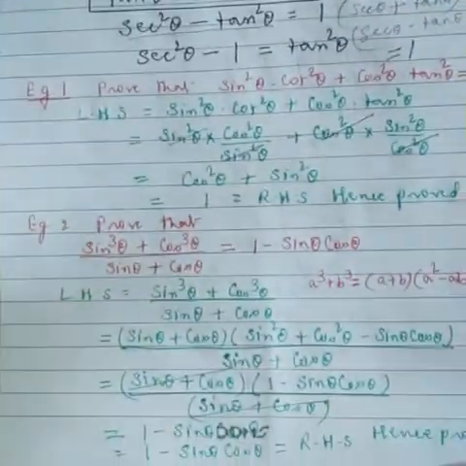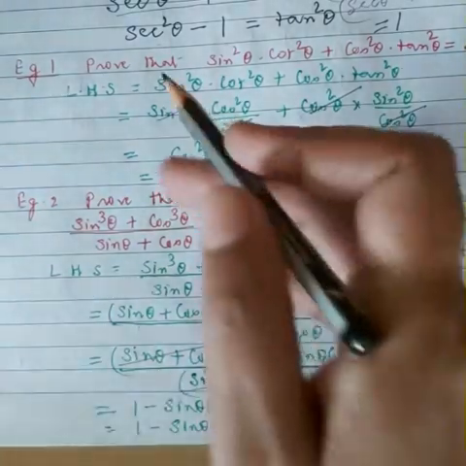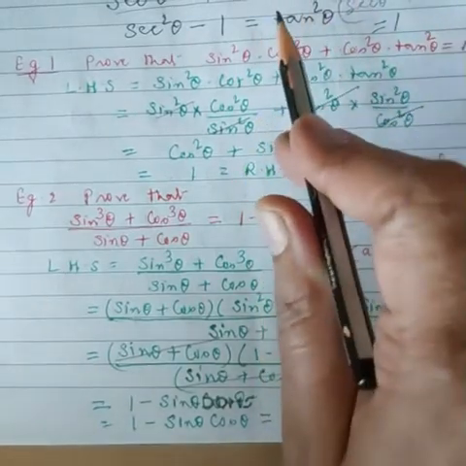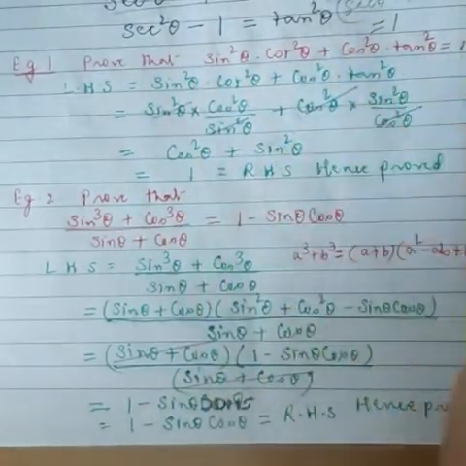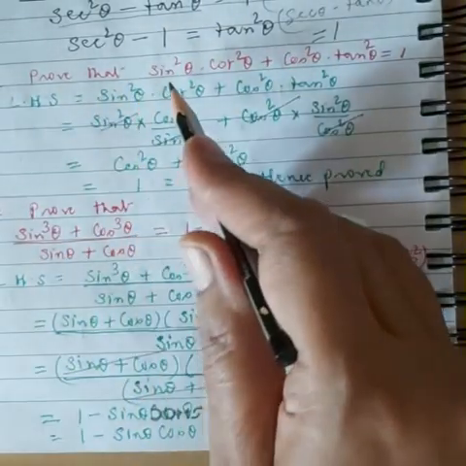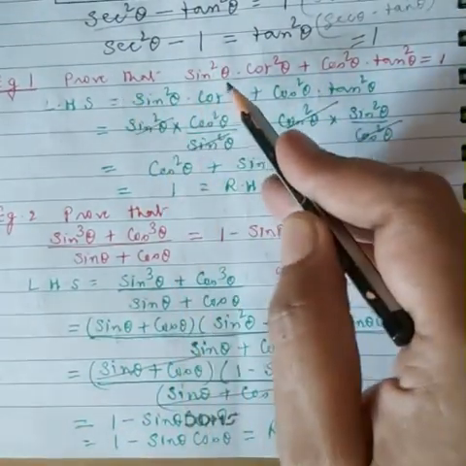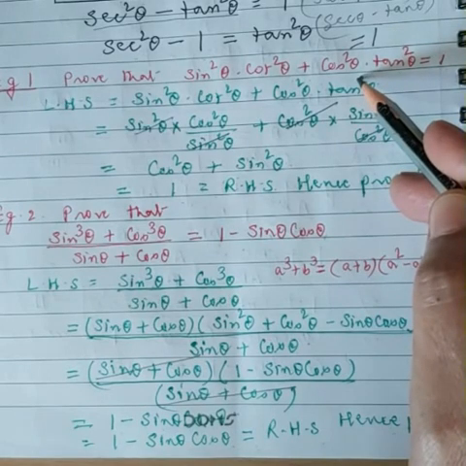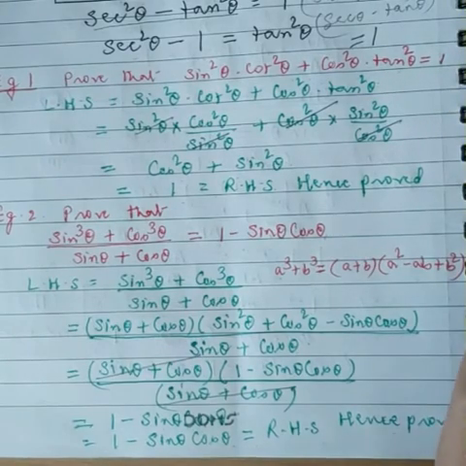Now children, come here, how you are going to prove these identities using the previous identities. So let us consider this example. Prove that sine square theta multiplied by cot square theta plus cos square theta multiplied by tan square theta is equal to 1. This is what you have to prove.